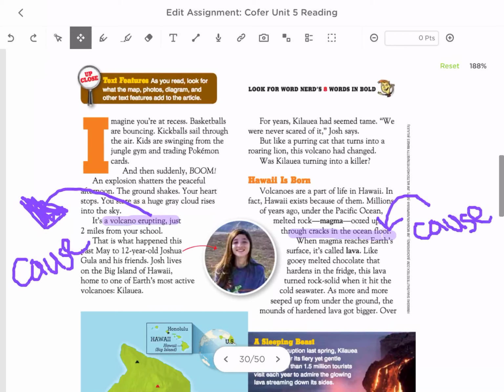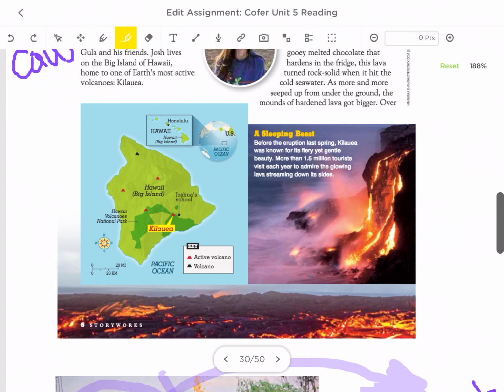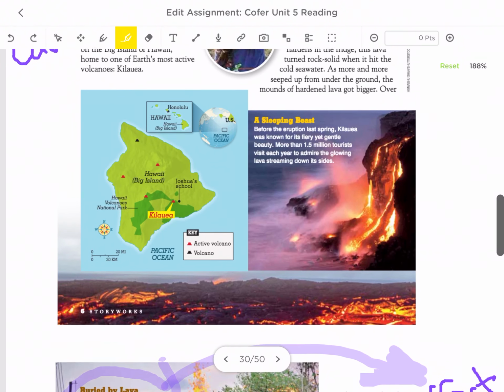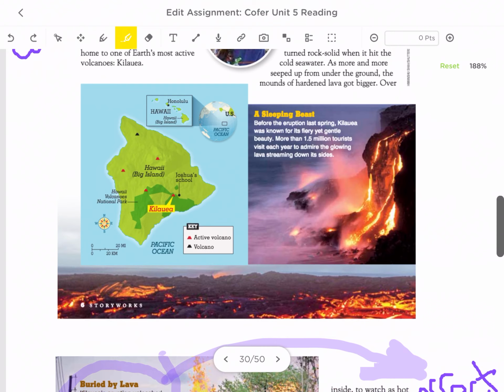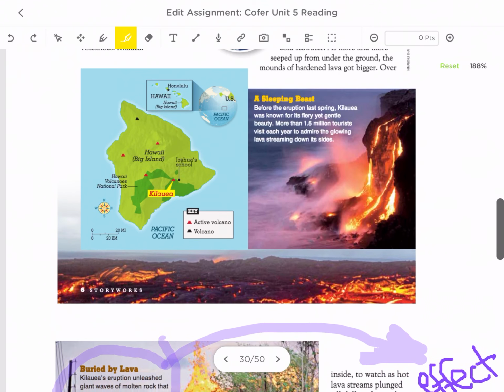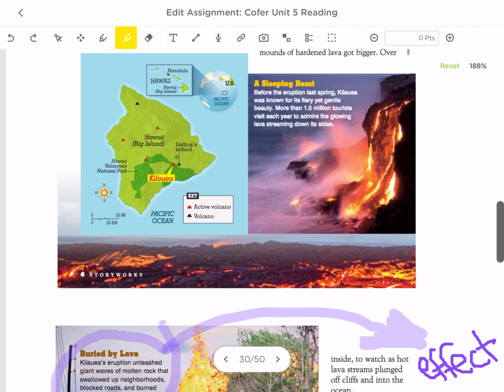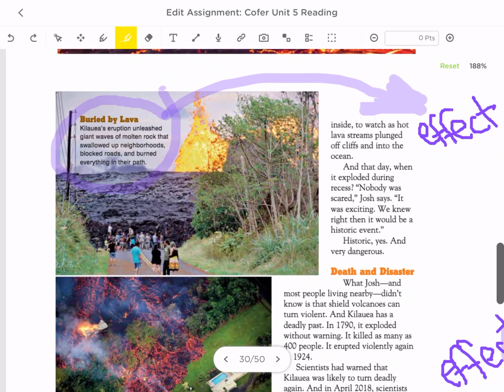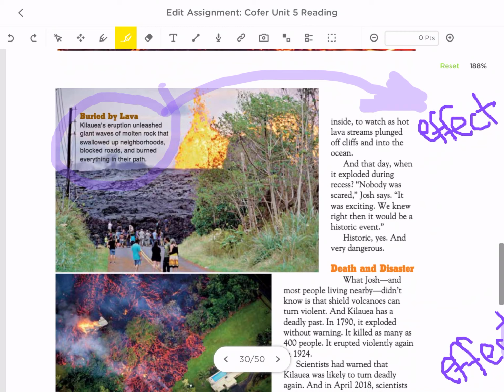So I can see the cause is a volcano erupting. I could also probably underline this part too. Suddenly, boom. The ground shakes. All of that would be a cause. That would make you think that something's going to have an effect. Here are some awesome pictures too of Kilauea erupting. And down here, you can see I have circled in purple, buried by lava. Here's the effect of that volcano erupting.